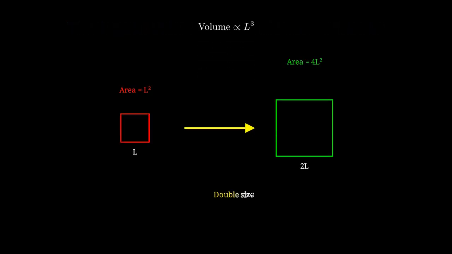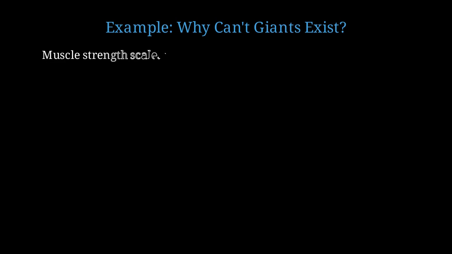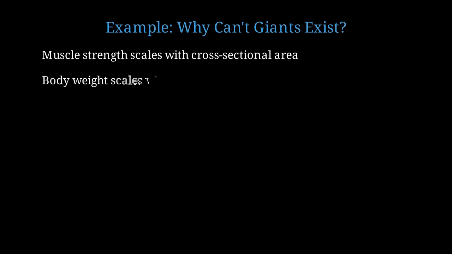Look at this visualization. When we double the linear dimension of a square, its area increases by a factor of 4, not 2. Let's apply this to a classic question. Why can't giants exist? This is a perfect example of scaling laws in biology. The strength of muscles scales with their cross-sectional area. If you double all dimensions of a creature, muscle strength increases by a factor of 4. But body weight scales with volume, which increases by a factor of 8 when you double dimensions.